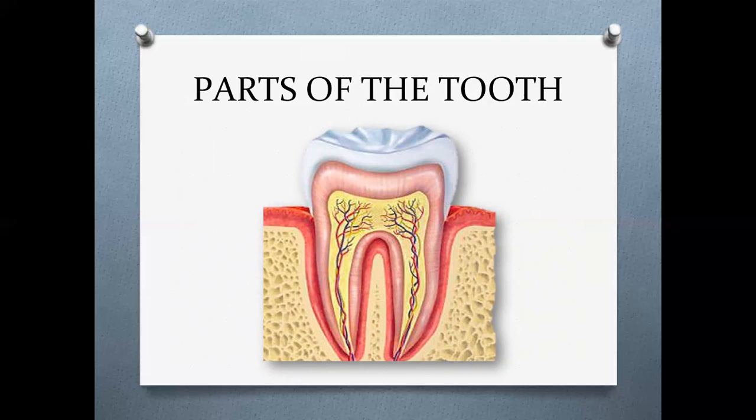Parts of the tooth. A tooth is divided into two basic parts. The crown, which is the visible, white part of the tooth, and the root, which you can't see. The root extends below the gum line and helps anchor the tooth into the bone.